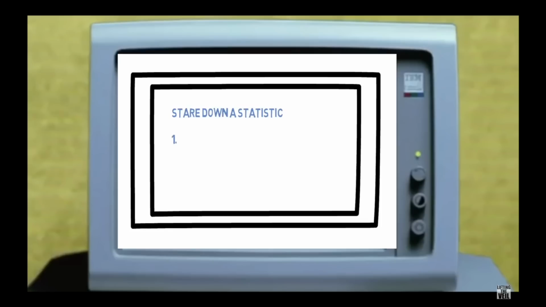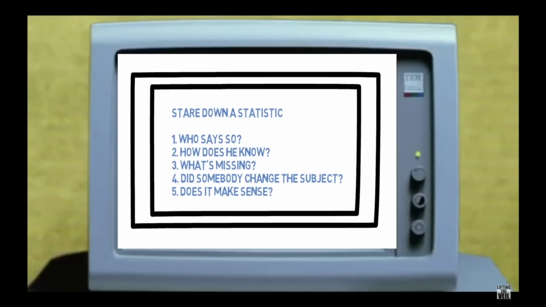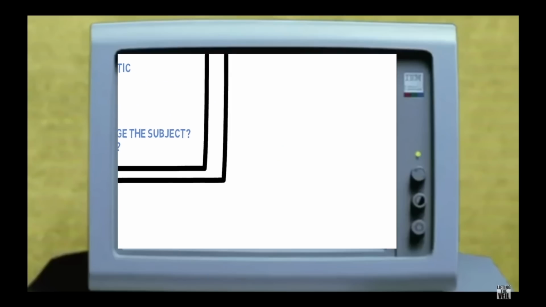A framework the author offers his readers consists of 5 questions to ask. Use these questions to stare down a statistic. 1. Who says so? 2. How does he know? 3. What's missing? 4. Did somebody change the subject? And 5. Does it make sense?